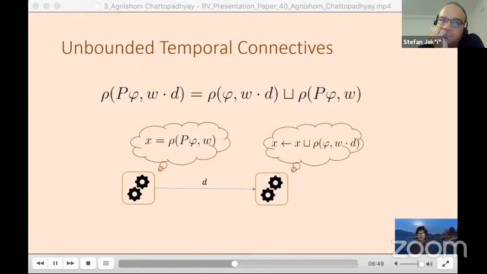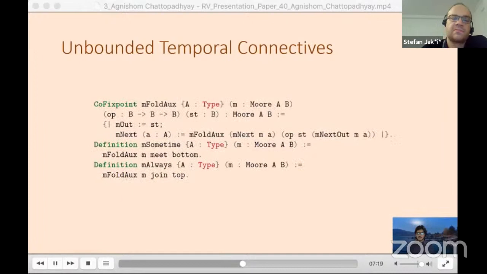Consider the temporal connectives where the associated interval is unbounded. For instance, consider P. The robustness value of P phi is simply the join over all the robustness values of phi. Thus, as our state, we can record the running join of the robustness values seen so far, and when a new item is available, we need to simply update our state by taking the join with the robustness value of the new element. Here we have a snippet of Cork code illustrating this idea.